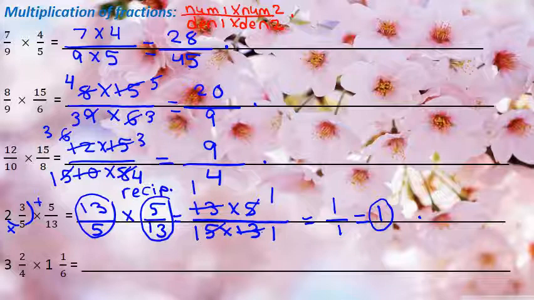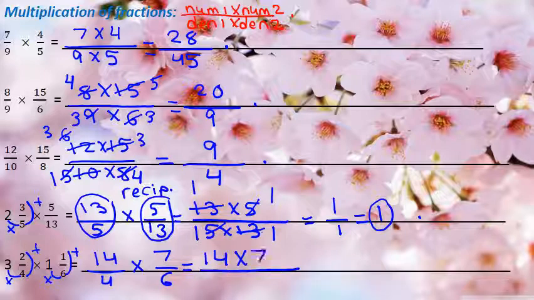Now, 3 and 2 over 4 times 1 and 1 over 6. We change the mixed number into a fraction, the first one, and also the second one. 3 times 4 is 12, plus 2 is 14 over 4, times 1 times 6 is 6, plus 1, it is 7 over 6. On a big line of a fraction, we write 14 times 7 over 4 times 6.